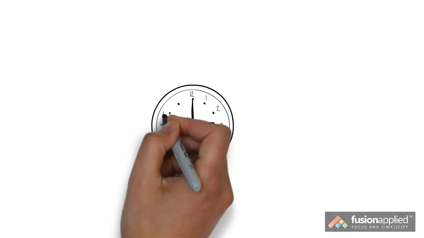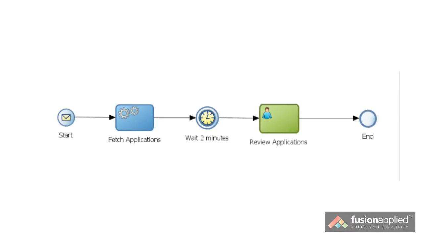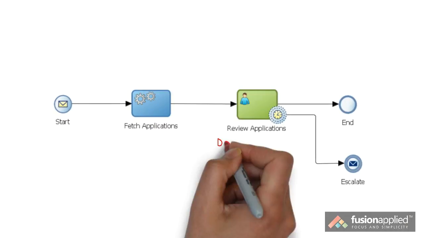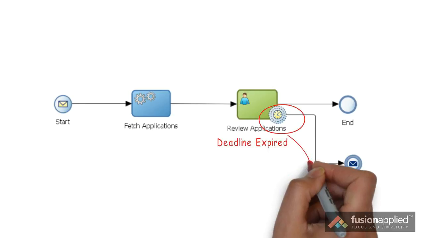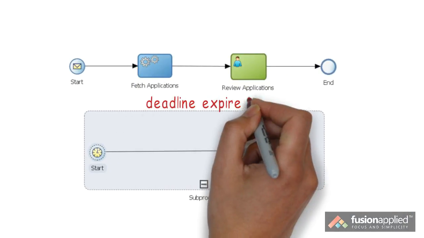Timer events enable you to control the flow of your process using a time condition. You can use timer events for creating a delay before running an activity. You can start a process based on a timer event. You can also configure a deadline for an activity or configure a deadline for a process.